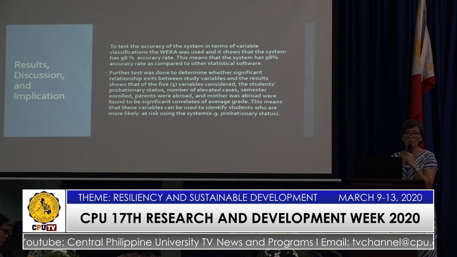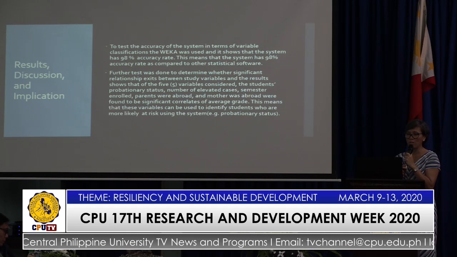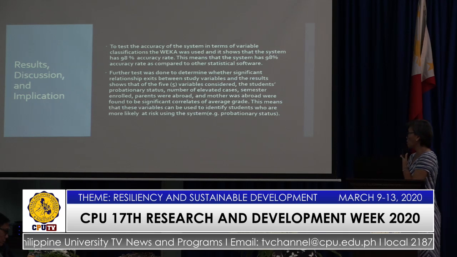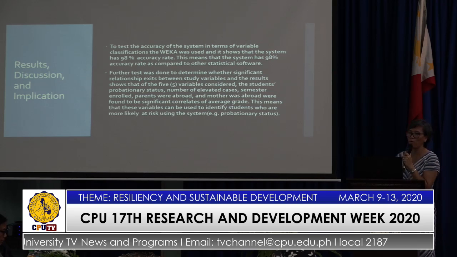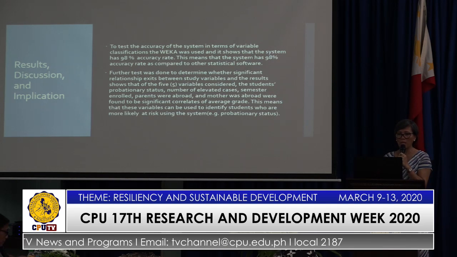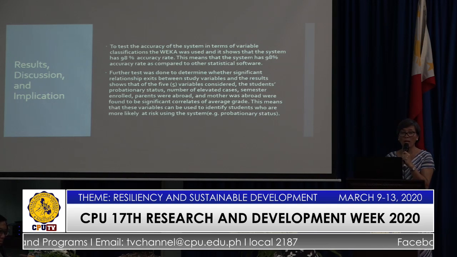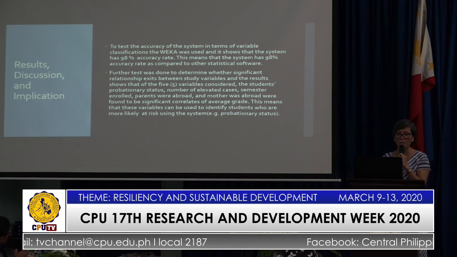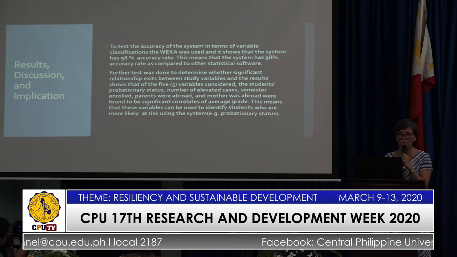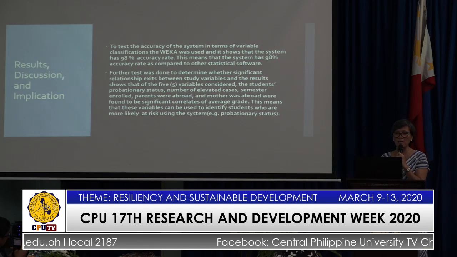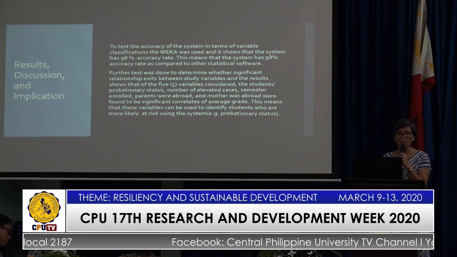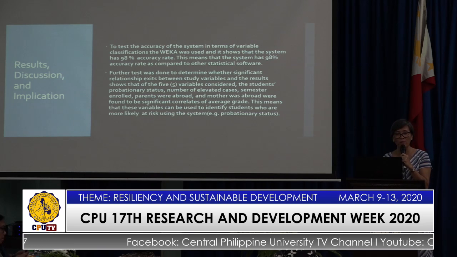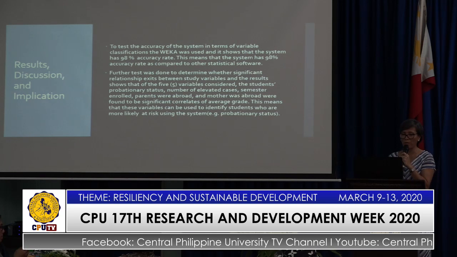For the results, discussion, and implications, to test the accuracy of the system in terms of variable classifications, Weka, which is a third-party software, was used, and it shows that the system has 98% accuracy rate as compared to other statistical software.